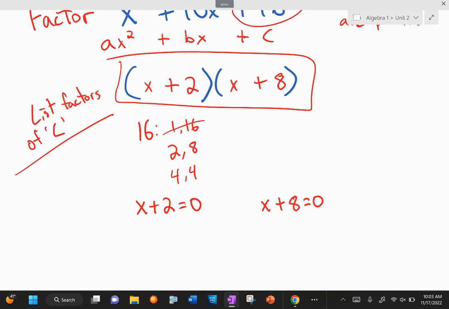Set them both equal to 0. Setting them both equal to 0 will then get you your solutions. Okay? So this is a factor and solve.